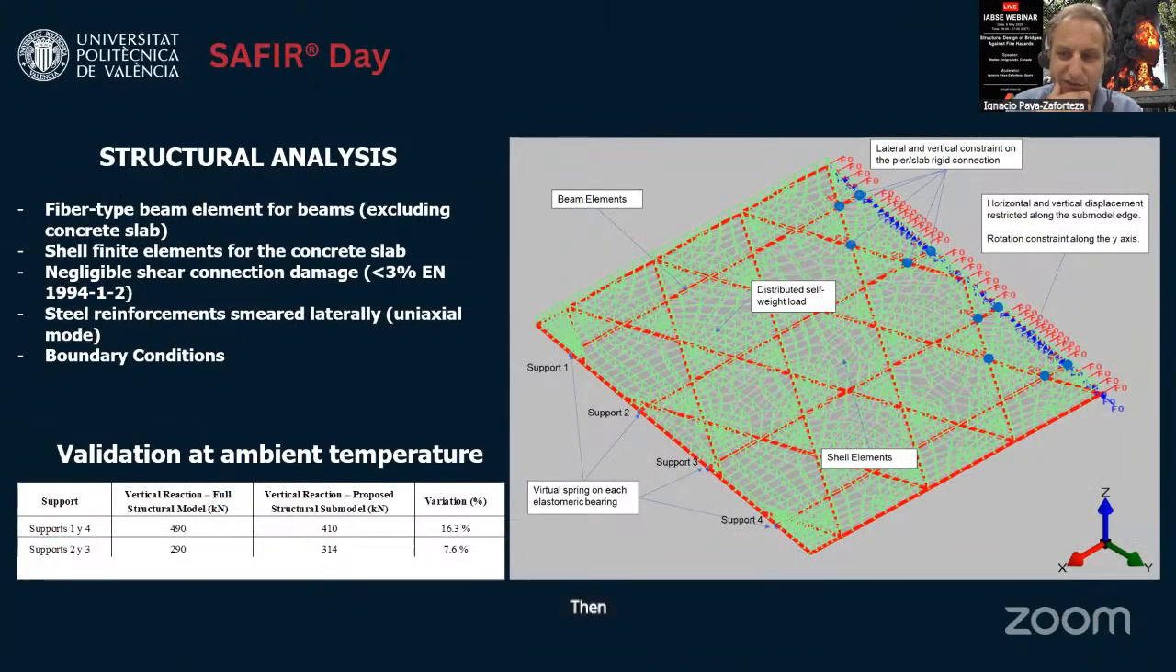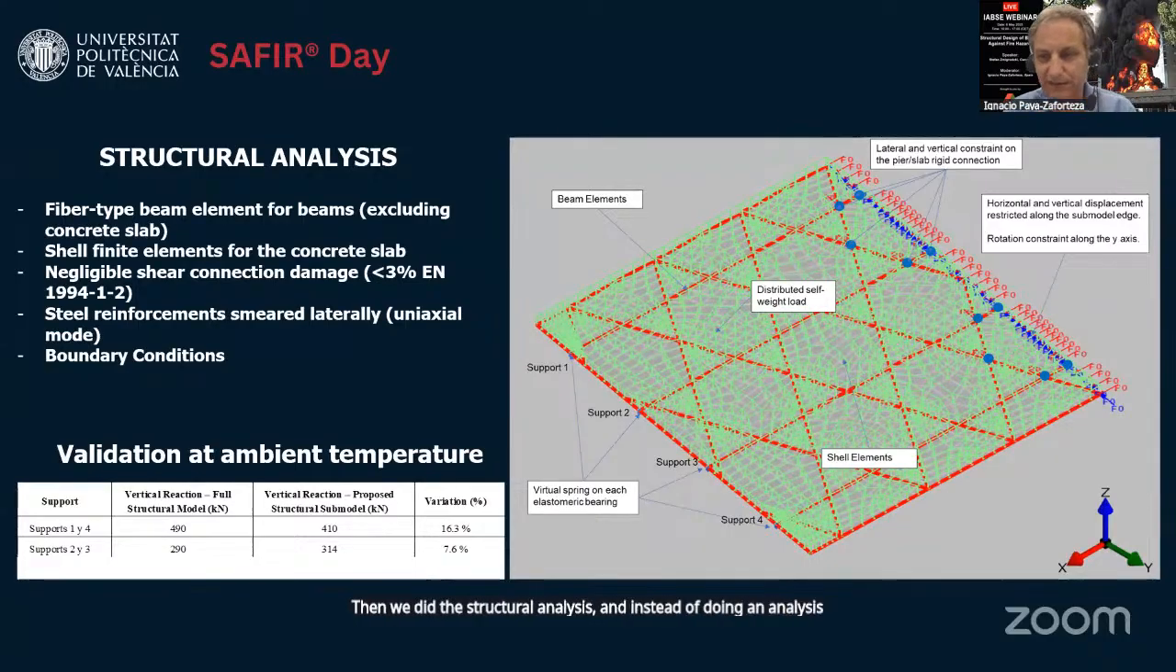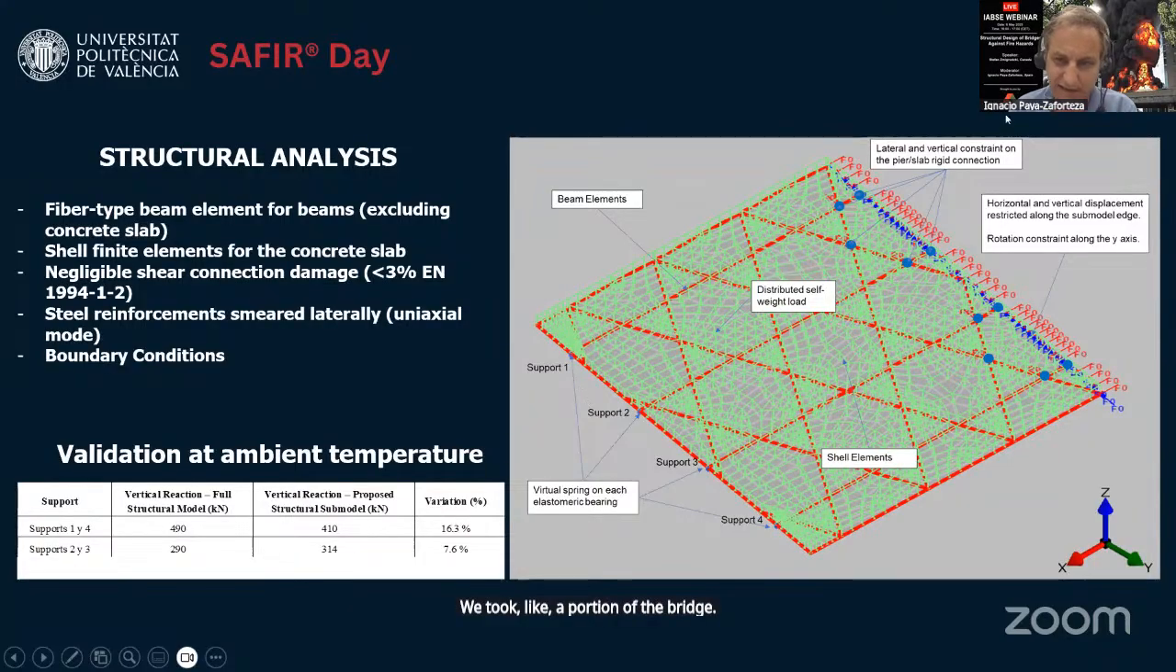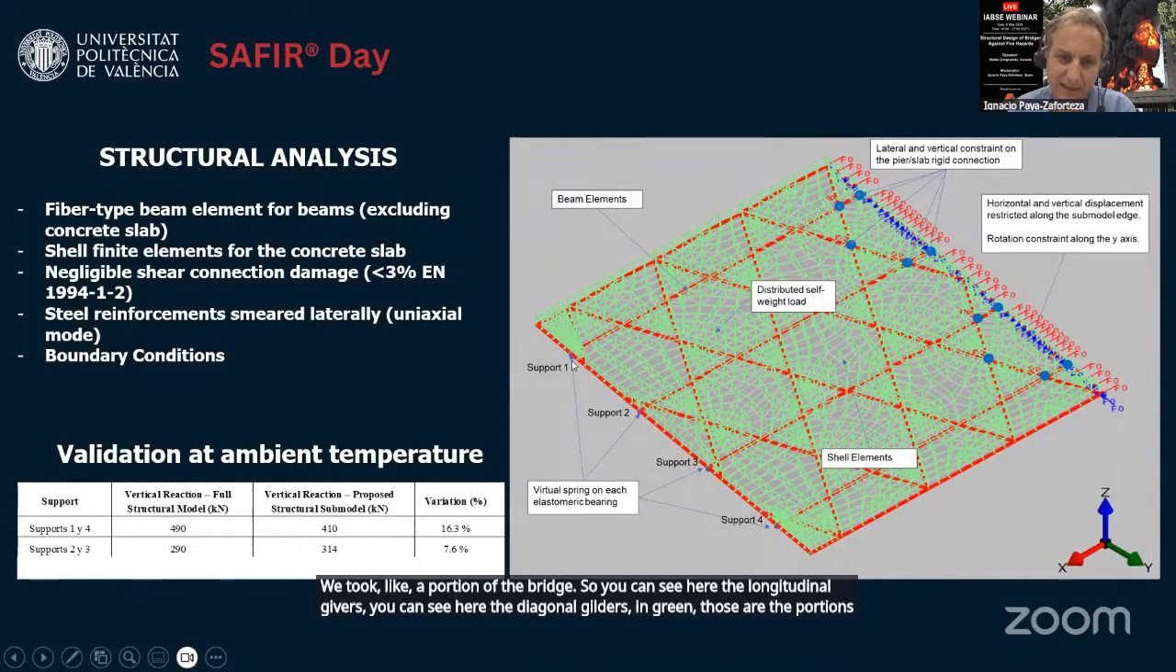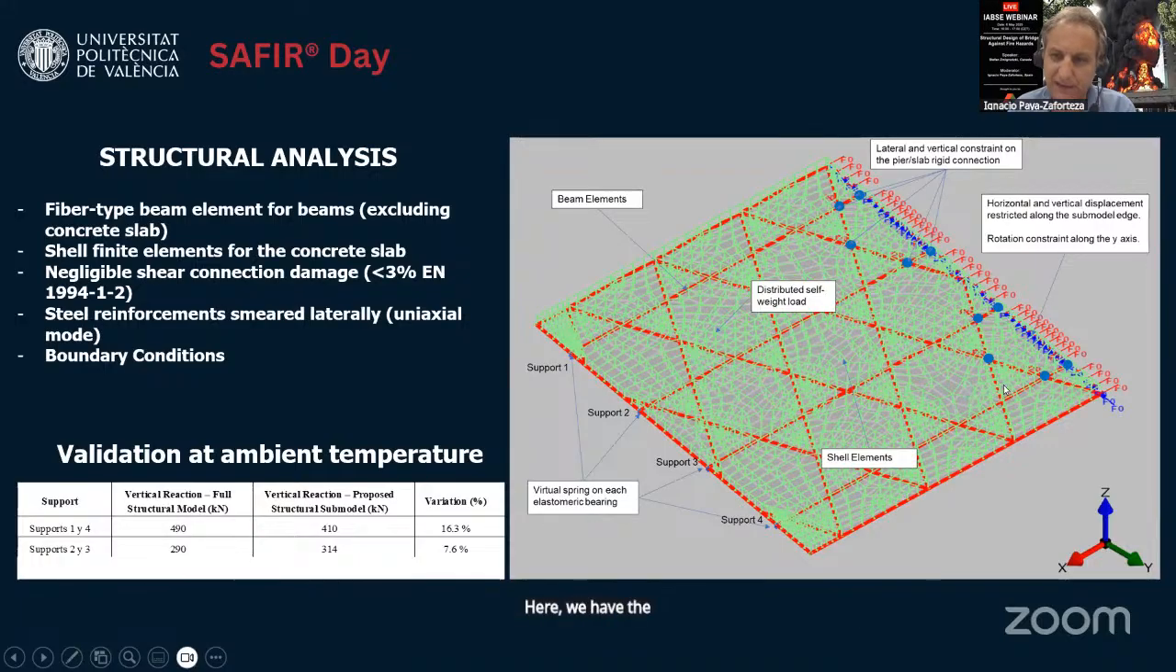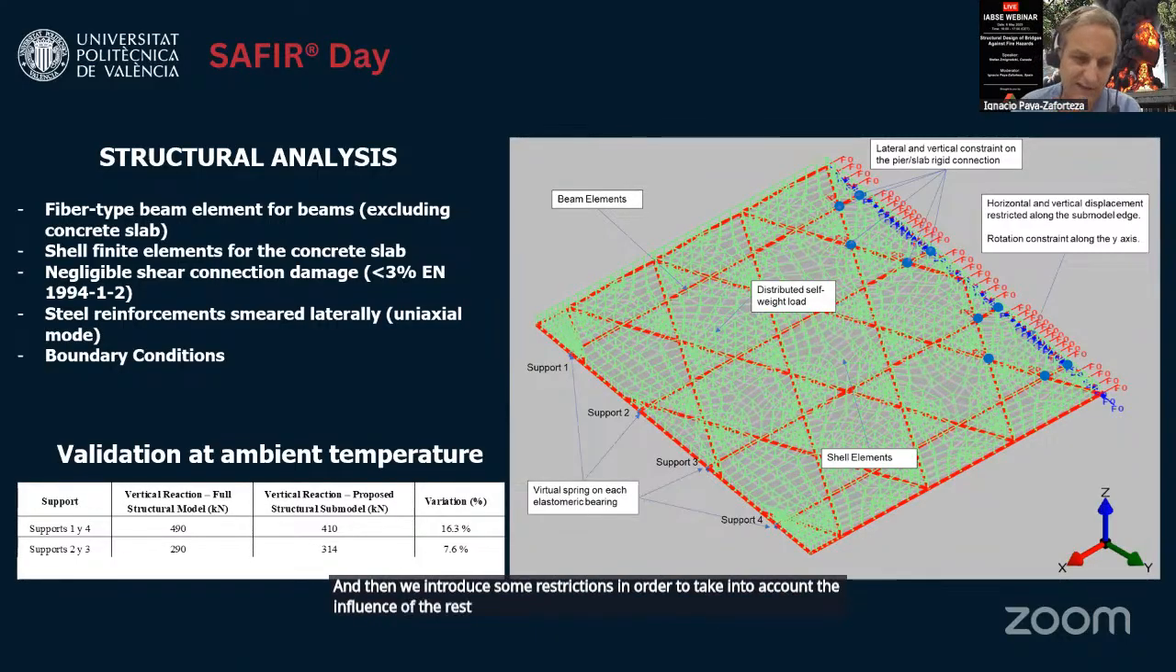Then we did the structural analysis, and instead of doing an analysis of the full bridge, we took a portion of the bridge. So you can see here the longitudinal girders, you can see here the diagonal girders. In green, those are the portions of the slab. Here we have the supports, and here we have the columns. And then we introduced some restrictions in order to take into account the influence of the rest of the structure.